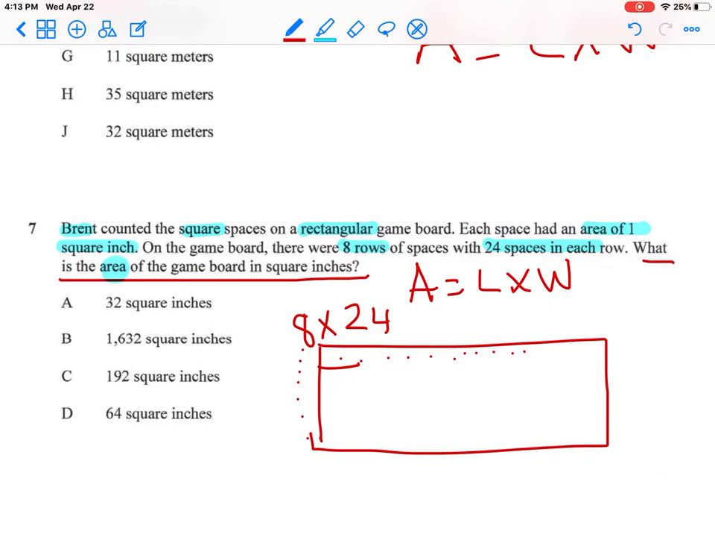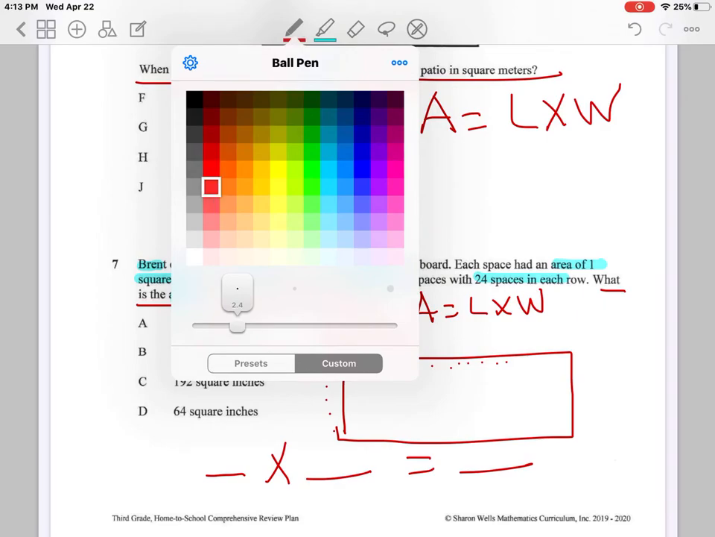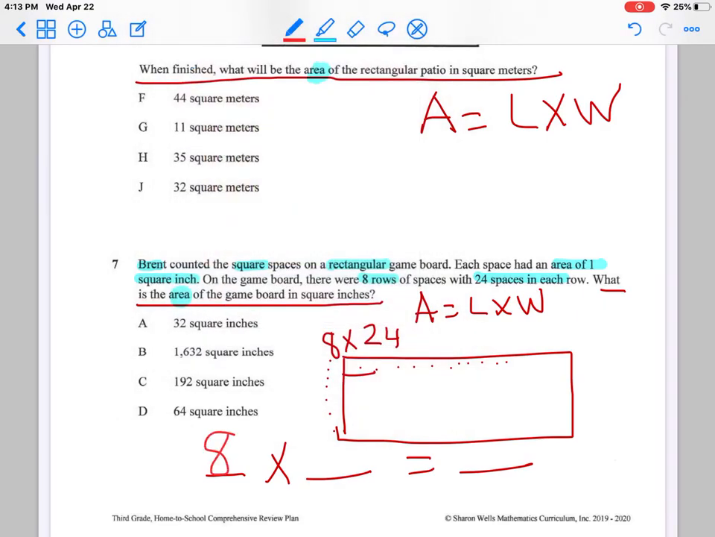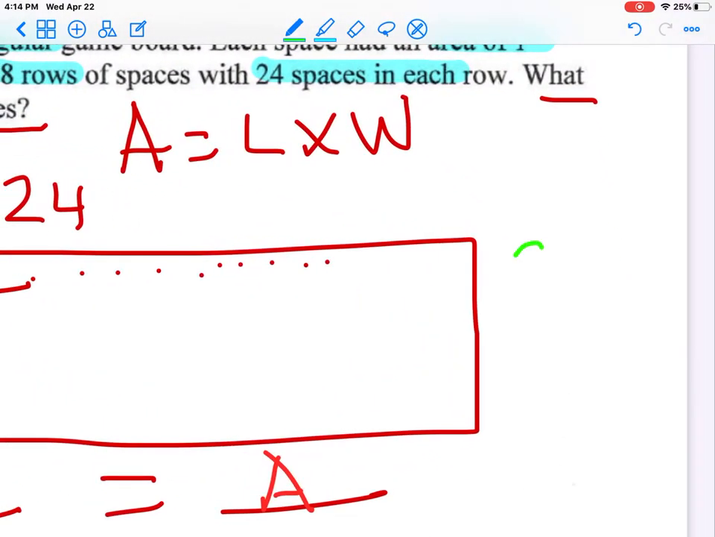8 times 24. So how do I apply that to my formula? I want to know the area. So I know I have a number times a number equals my area. What are my 2 numbers? Well, my 2 numbers that I am going to use are my rows and my spaces, and that's going to give me my area. So I can use my lots of love to figure this out. I can use 24 times 8.